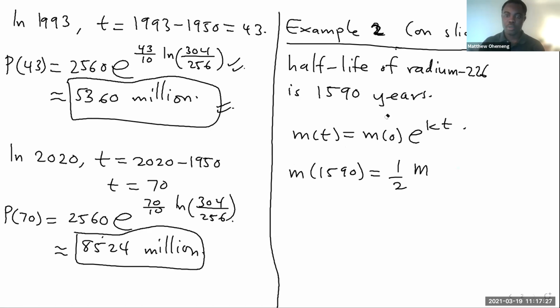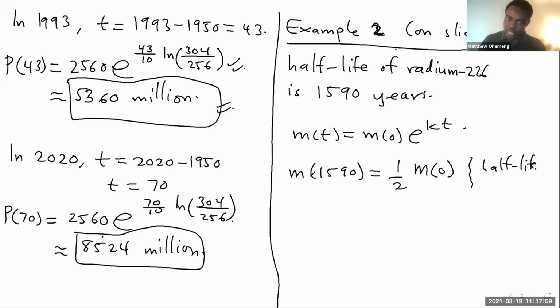Let me use similar notation. This is m of 0. The original thing we started with was m of 0. So in 1,590 years, we expect half of it to be remaining. That means just half of m naught, or m of 0. Now, this is the half-life interpretation.